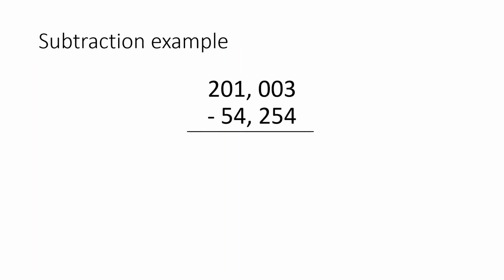Here's another example that I want to take a look at because problems like these usually throw my students for a loop when they're doing them by hand. So here we have 201,003 minus 54,255, a seemingly innocuous problem. So let's start over here on the right, like you should, 3 minus 4. Well, we can't do 3 minus 4. So we're going to borrow, but what are we going to borrow from?